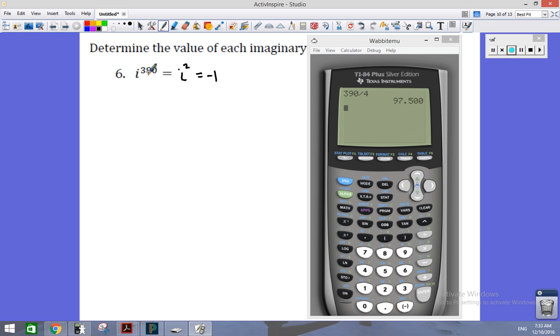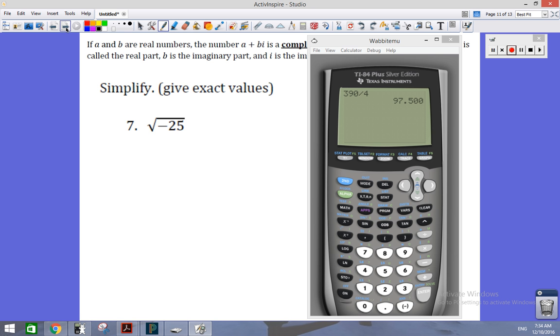And again, I knew that when I saw an even exponent, I was either going to get a positive 1 or negative 1. I know that when I saw that odd exponent, I was either going to get positive i or negative i. And here, even exponent, either 1 or negative 1. So I forgot to mention that I can have those checks.